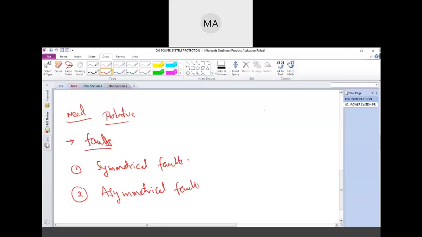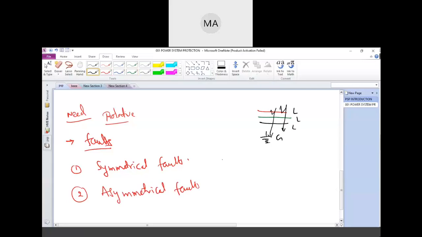In the lines we have three phases, right? R phase, Y phase, B phase. Let me take the three-phase lines. If a fault involves all three phases, LLL, or LLLG with ground, that all comes under symmetrical faults.